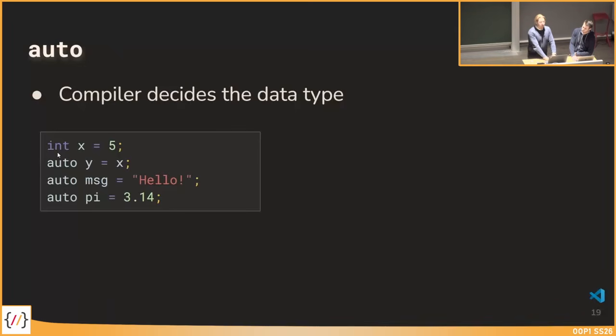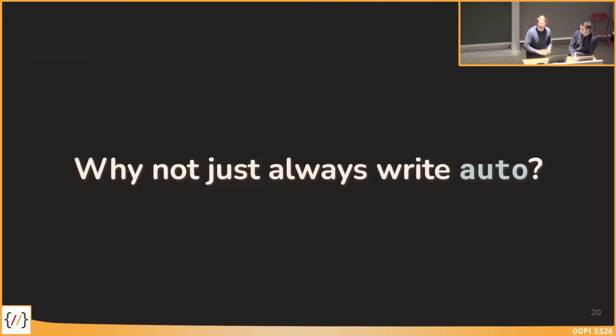Of course, this not only works for integer, but also for character, pointers or strings, and also for float or double values. So does this mean that we can from now on just always write auto? We could do this. It would to some extent work, but of course, that's not really a good idea.